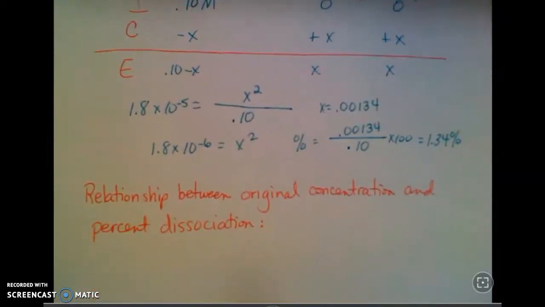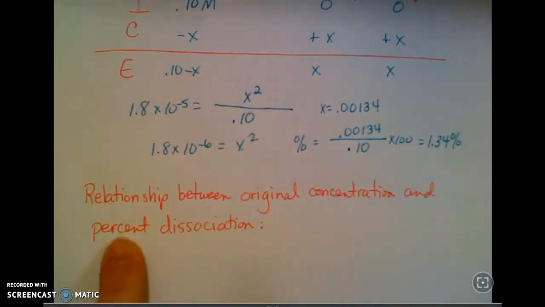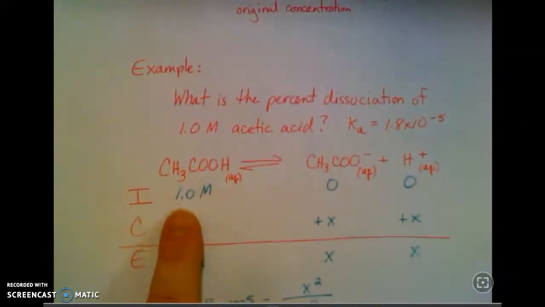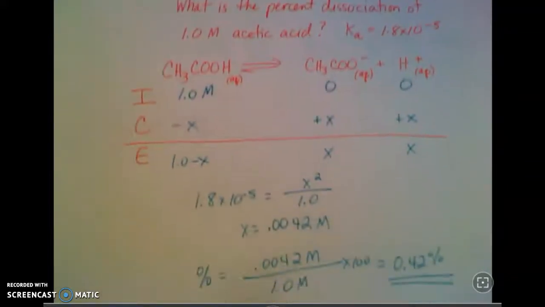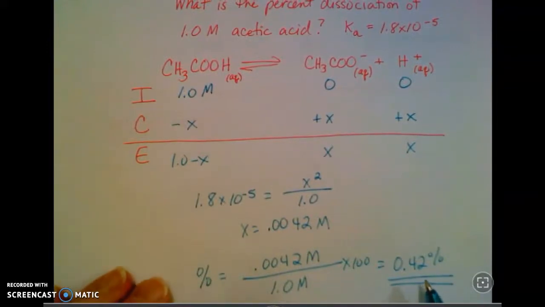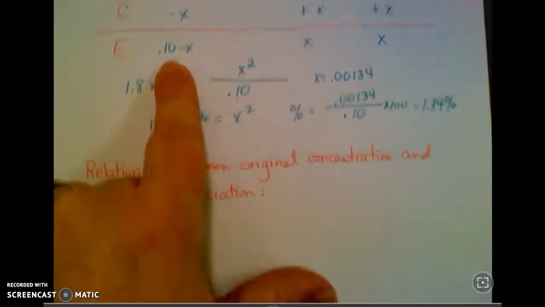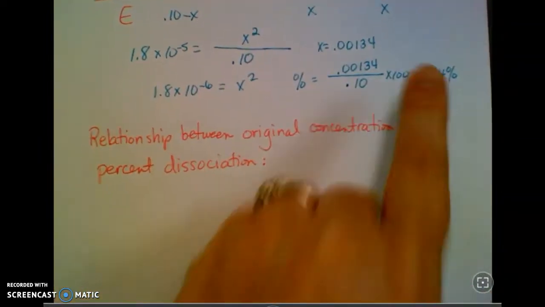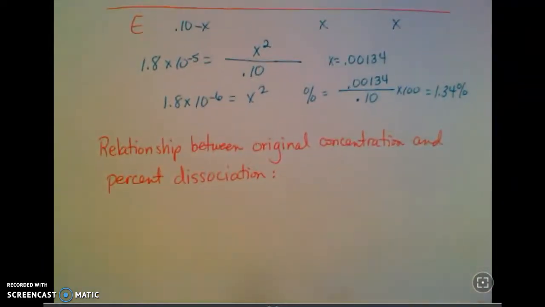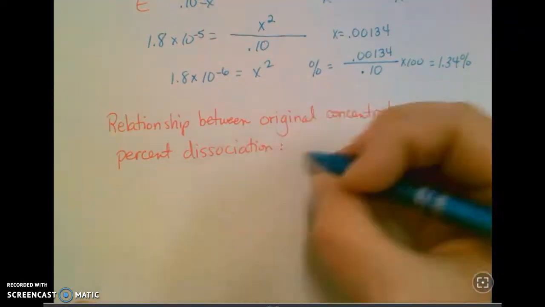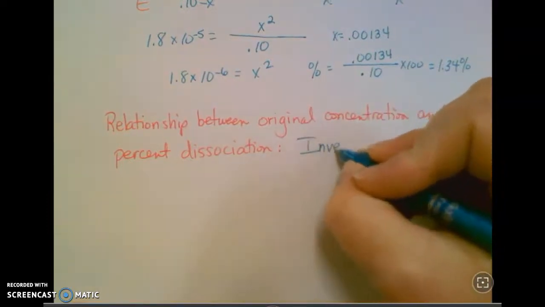What's the relationship between the original concentration and percent dissociation? So if you look at the ones that we just did, if we have a 1 molar solution, we got a 0.42% dissociation. If we have a 0.1 molar solution, we got a 1.34% dissociation. And so this trend will continue. You can do more calculations if you don't believe me. But there is a relationship here, and it is actually inverse.